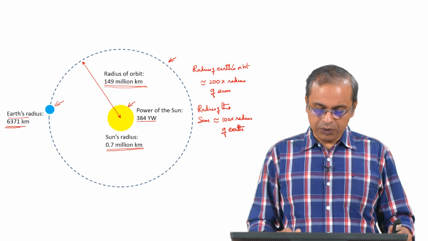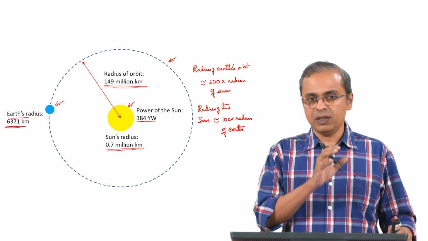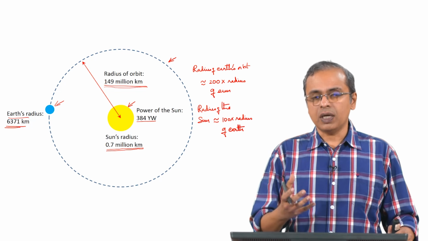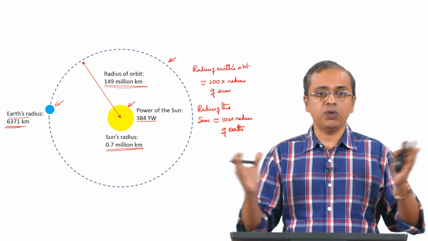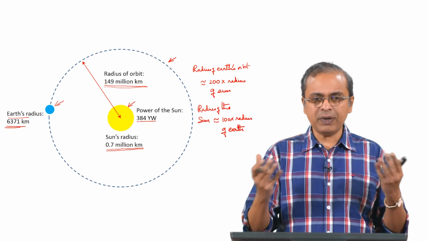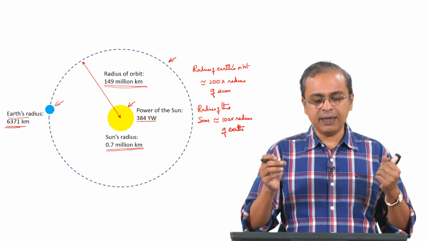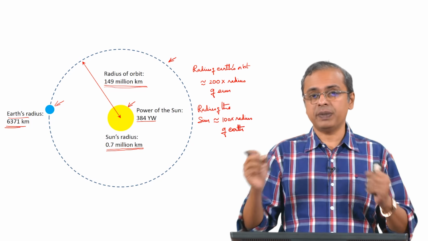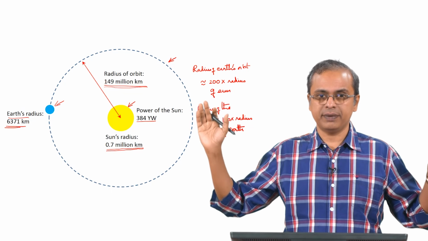So, now what are we going to do? We need to find out what is the energy that is coming from the sun to the earth. Now, this power that is being released by the sun is going out in all directions uniformly. So, what is a watt? A watt is joules per second. So, 384 yotta joules per second is leaving the sun and heading out in all directions uniformly.